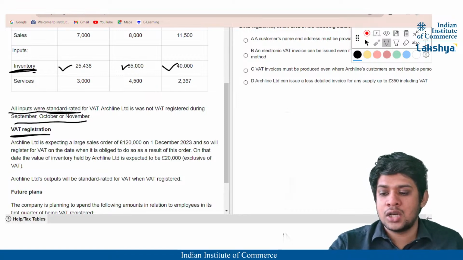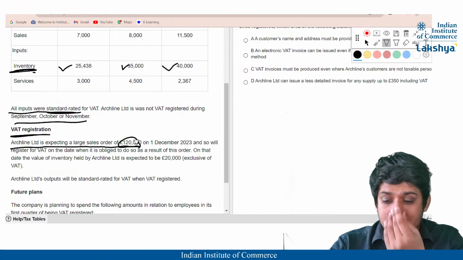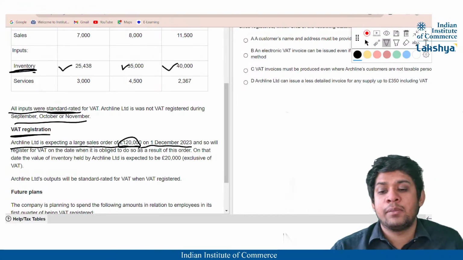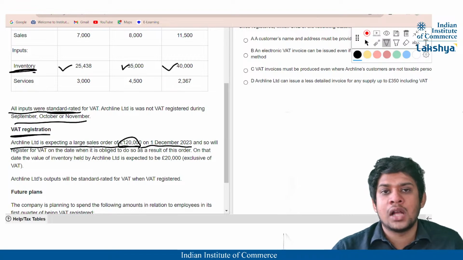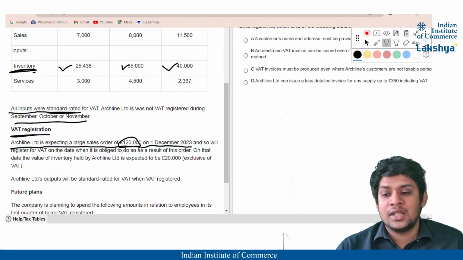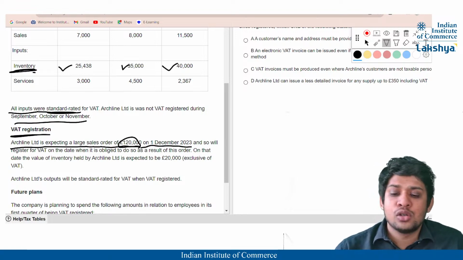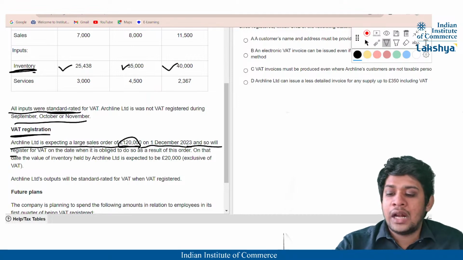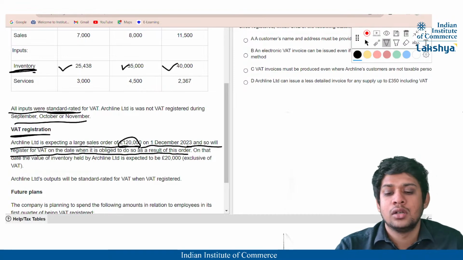Now for VAT registration, Archelin Limited is expecting a large sales order of 1,20,000 pounds on 1st December 2023. That means maybe they found a large customer who is willing to purchase a bulk quantity of 1,20,000 pounds worth of sales. So in the next month, at the start of the month itself, they are going to have 1,20,000 pounds of sales, right? And so will register for VAT on the date when it is obliged to do so as a result of this order.